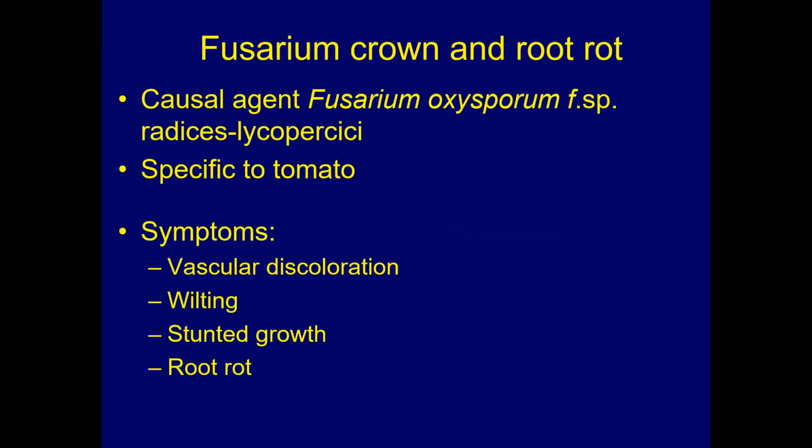Fusarium crown and root rot is caused by Fusarium oxysporum forma specialis radicis leucopersici. It's also specific to tomatoes. The symptoms you see, just like with Fusarium wilt, you will see wilting, you will see vascular discoloration, you see stunted growth, but in addition to all of that, you will see a root rot. You will not see a root rot with Fusarium wilt. So that is a big difference. If you pull up a plant and you see rotten roots, you can already rule out Fusarium wilt.